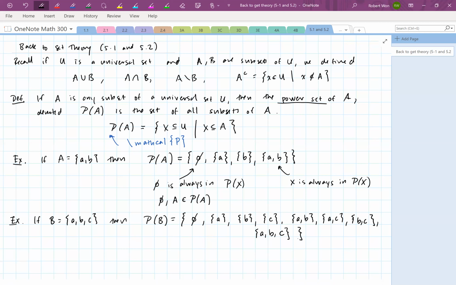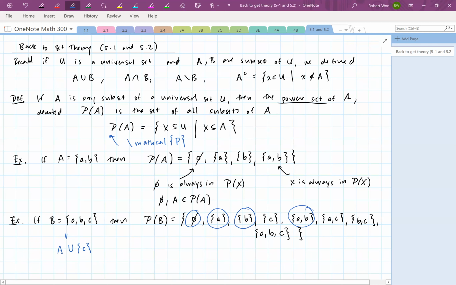One way to think about this is that B is just A union the set containing C, right? B is just A plus an element. So the power set of B should contain the power set of A as a subset, all right? Because every subset of A is also a subset of B, because A is a subset of B. So like here, I can find the power set of A sitting here.